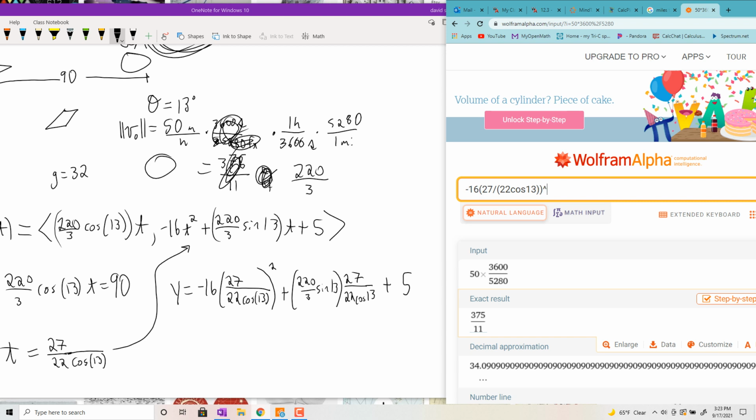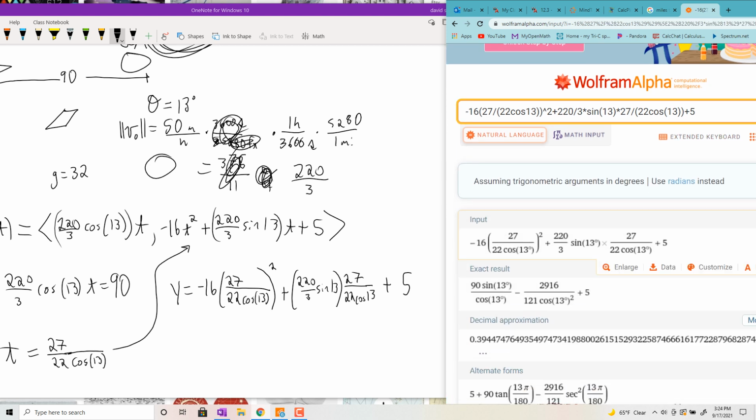So this thing is squared, plus 220 over 3 times sine of 13, times 27 divided by 22 cosine again of 13, and then all of that in parentheses. Right, plus 5.